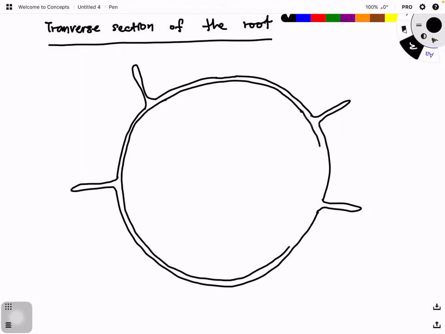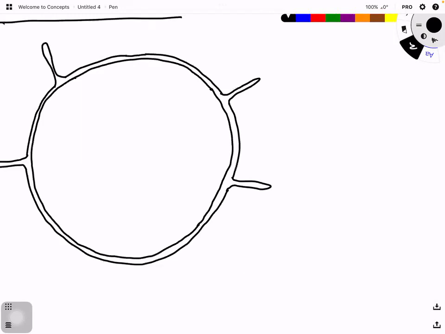Yeah, it's very textbook drawing. Okay, so what is the first layer of the cells? So the first layer of the cells here is termed as the epidermis. Okay, so it consists of what kind of cells? Root hair cells.